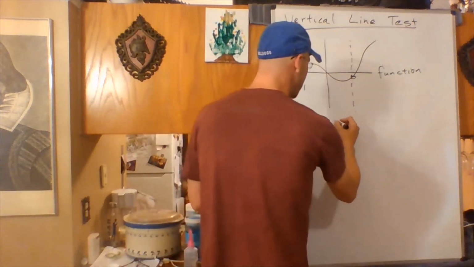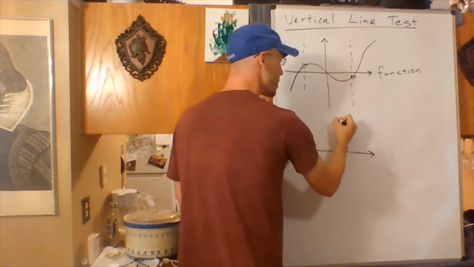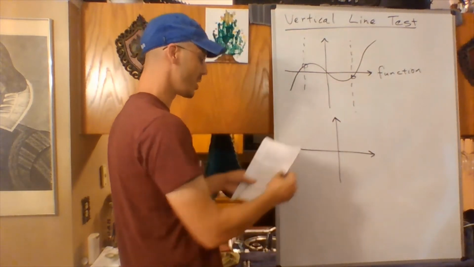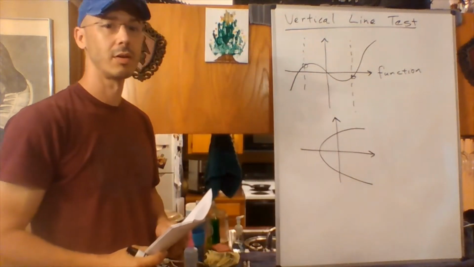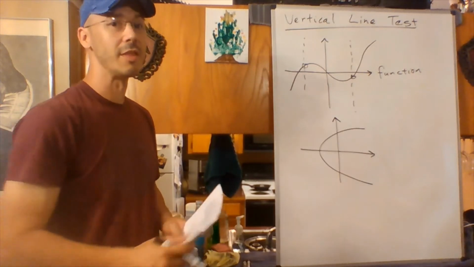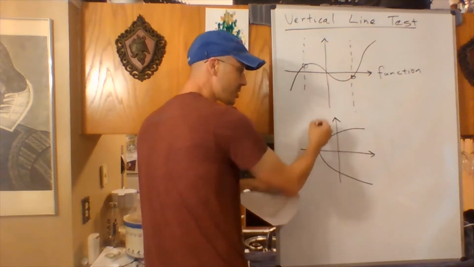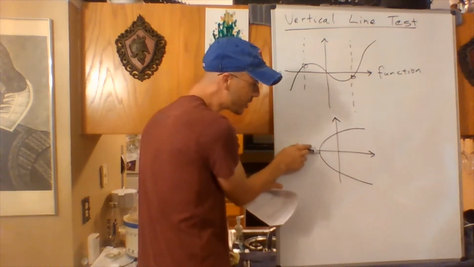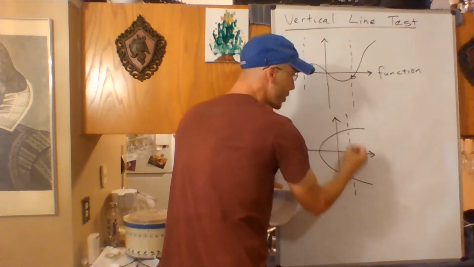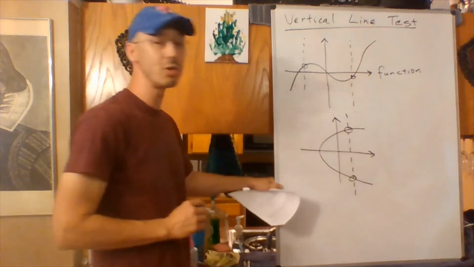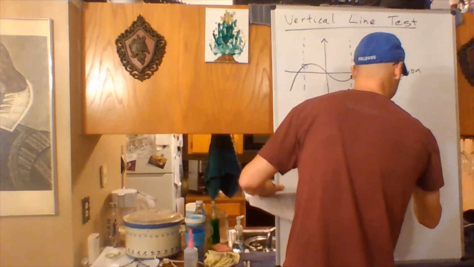Here's another example. Let me put some arrows on these axes to make them easier to see. Here's another graph that fails the vertical line test. So I can draw a vertical line here that doesn't touch the graph, or a vertical line here that touches it once. But the important thing is I can draw a vertical line that touches it in 2 places. So this is not a function.